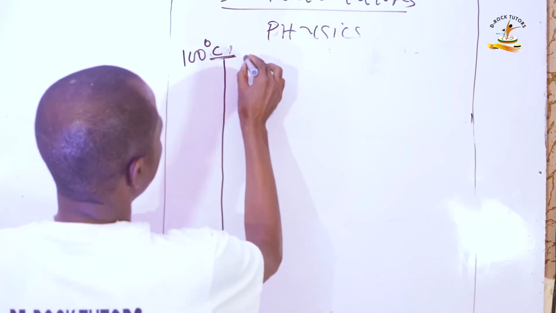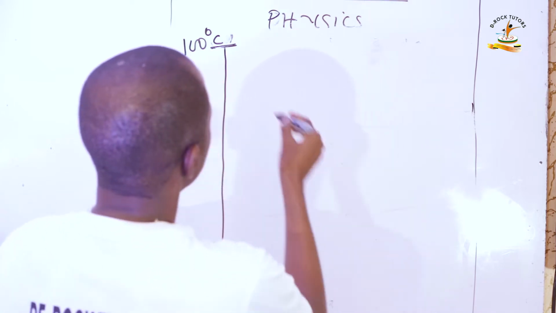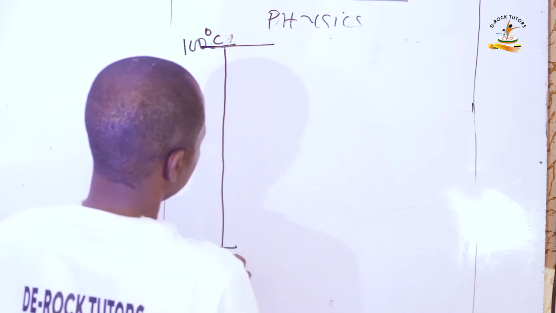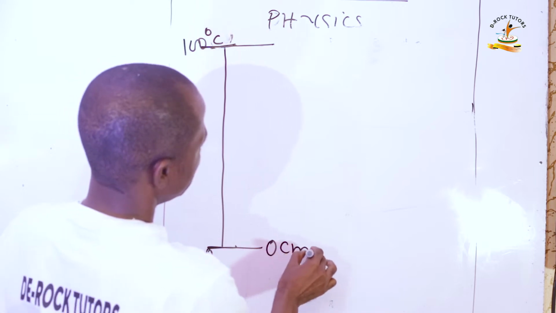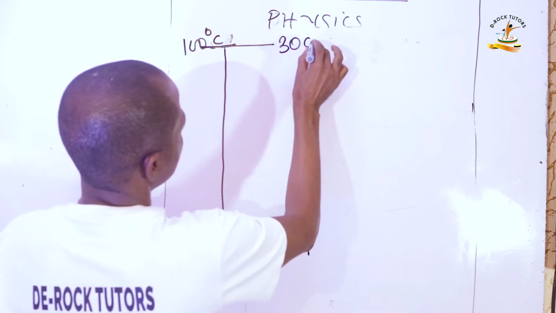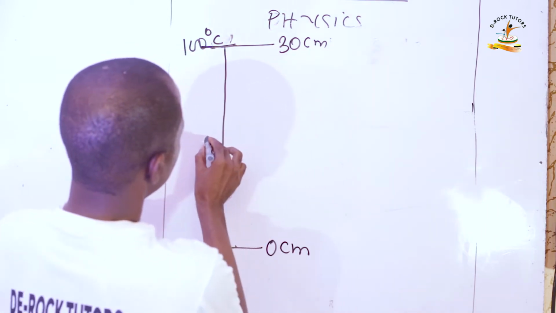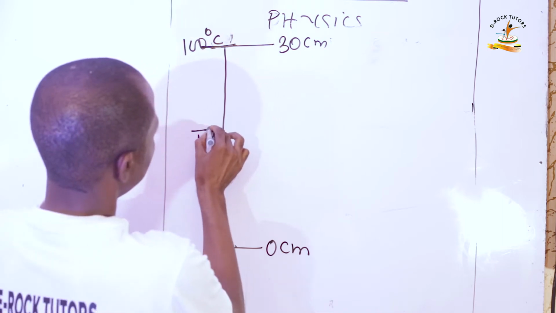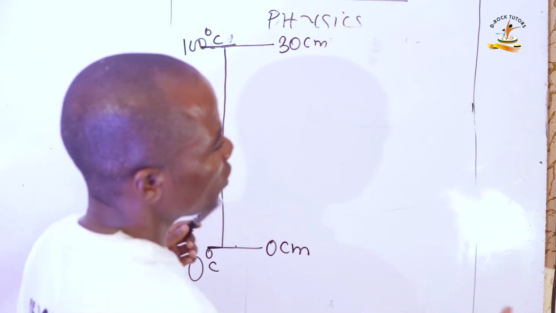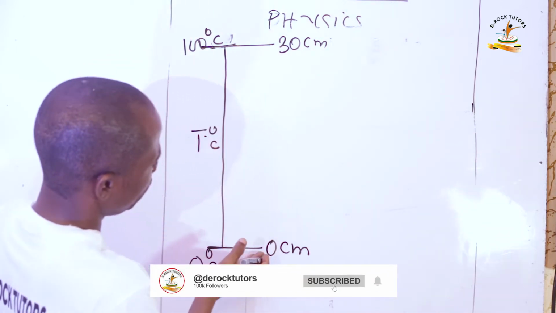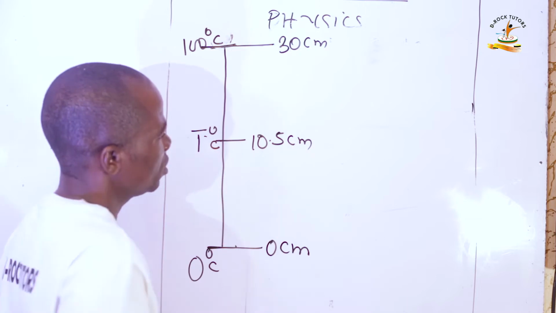Let's take a look at the question. It says that the distance between the upper fixed point and the lower fixed point is 30 centimeters. Which means if this one is 0 centimeters, then this one is 30 centimeters. Now, we want to determine the temperature. Let's say the temperature here is T degrees Celsius, when the mercury level is 10.5 centimeters above the lower fixed point. This is the lower fixed point. So the temperature here, 10.5 centimeters. What do we do?